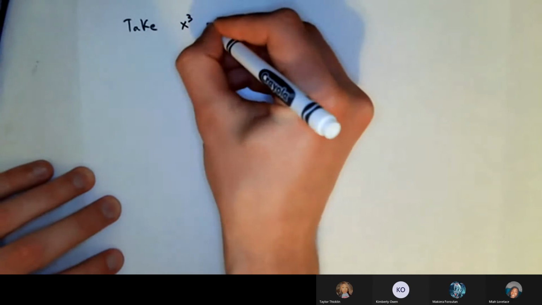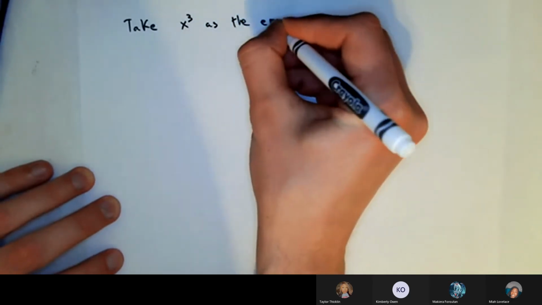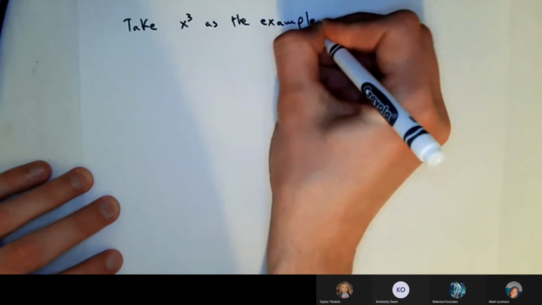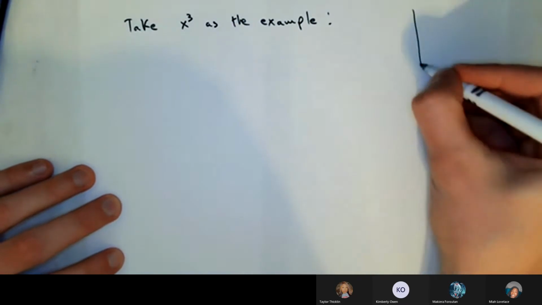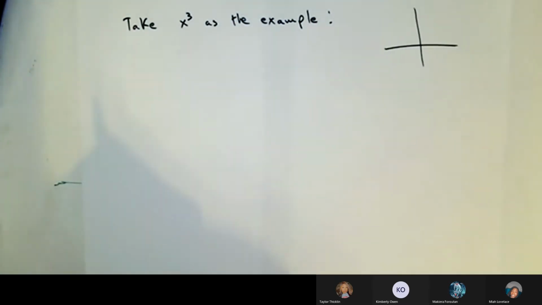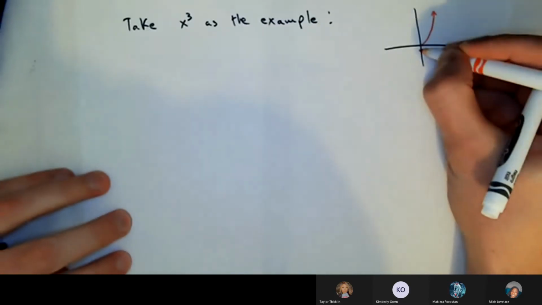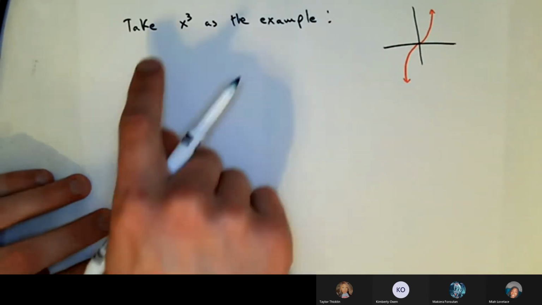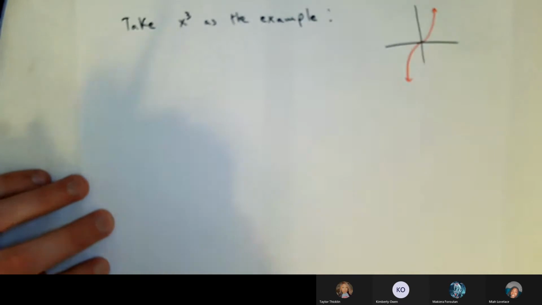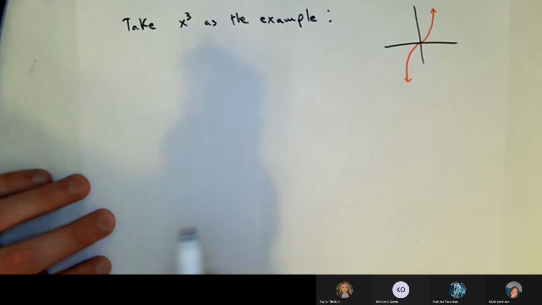Okay, so I'm just going to take x cubed as the example. My base graph is going to be an x cubed graph, because if I worked every single iteration of these with every single transformation, every single graph, we would be here for a whole other week. So I'm just going to take this as my example and work the different things that can happen just based off of this one particular base graph here.